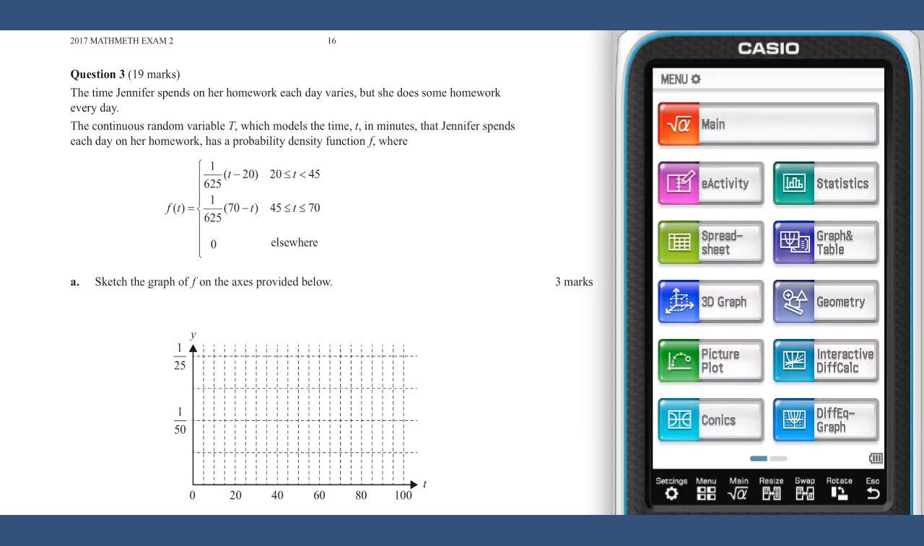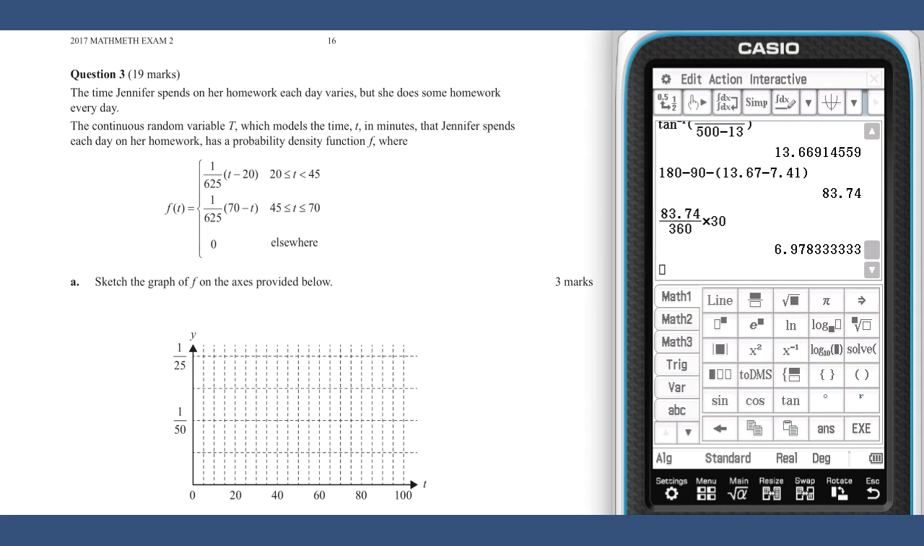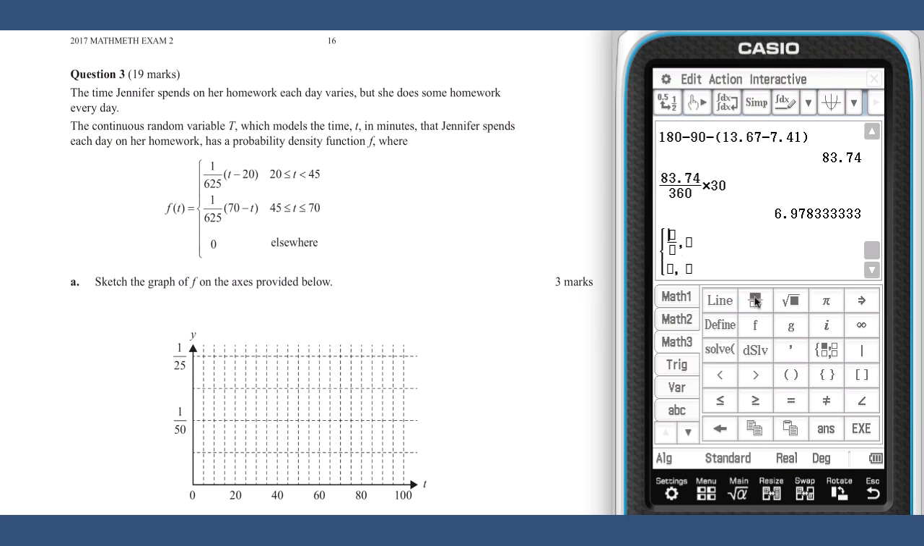Question 3. This question involves a probability density function of a piecewise nature. Because we're going to work with this function in a number of ways during the question, it is worth defining it on our class pad. First, I'll call up the piecewise template, which is under the Maths 3 keyboard. Normally I would use the variable t as defined in the question. However, as I wish to graph this function, I'm going to use the graphing variable x.